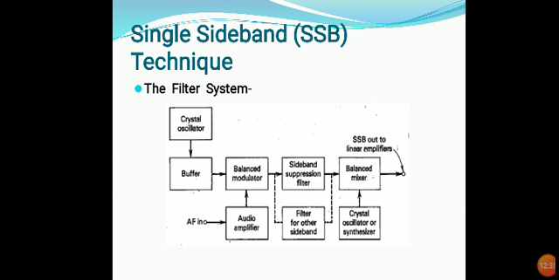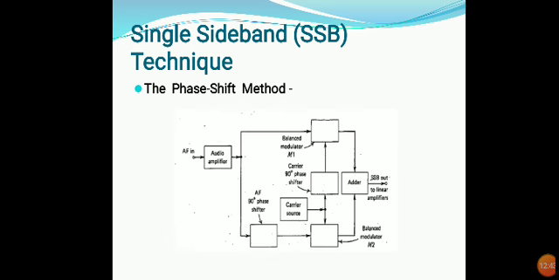Crystal oscillator, in the last stage it is added in order to increase the frequency of the output single sideband. Another technique is called the phase shift method. Here 2 balanced modulators are used. The upper balanced modulator is getting carrier with the phase shifted and audio signal as it is, and the lower balanced modulator is getting carrier as it is but audio signal phase shifted.